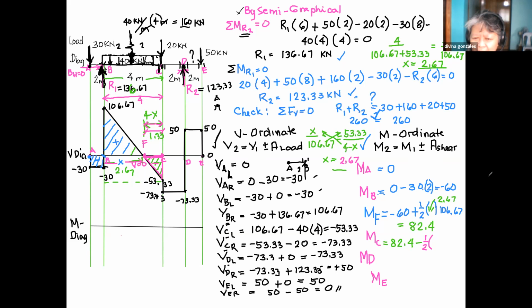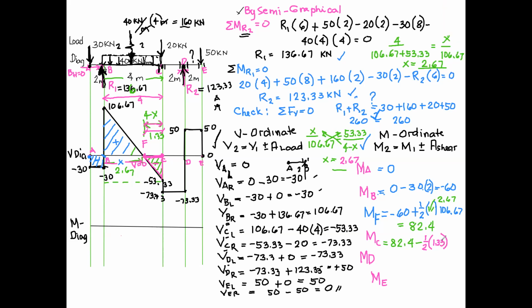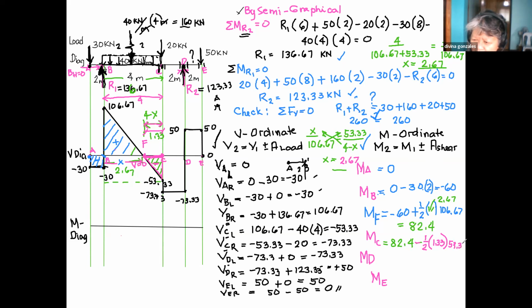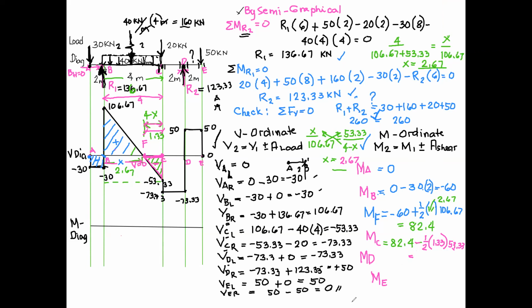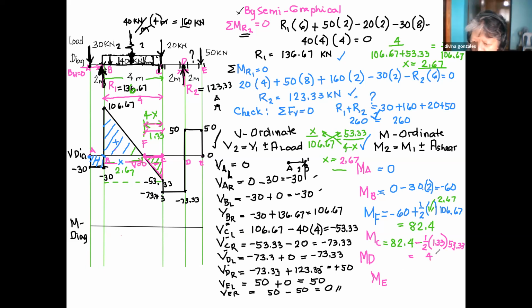What is 4 minus 2.67? 1.33. So 1/2 base is 1.33. Height is how much? 106.67. No, that one is here. We're done with that triangle. We're now at the negative, okay, 53.33. Let's not take the negative because we already have a minus. Just the magnitude, 53.33. Can you follow? Okay, so what is the answer? 46.94. So the answer is 46.94. Is it positive? Yes.